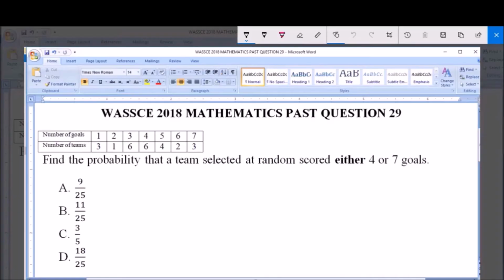Good day and welcome. I'll be answering WASSCE 2018 Mathematics Past Question 29. Find the probability that a team selected at random scored either 4 or 7 goals. Now this table given to us describes the number of teams and their respective goals scored. Now the number of goals range from 1 to 7, and these are the number of teams that scored each of these goals. Like for 1 goal, 3 teams scored 1 goal.